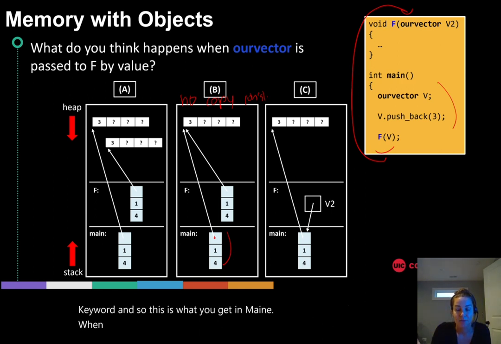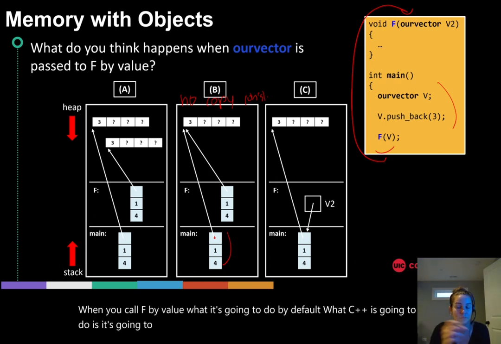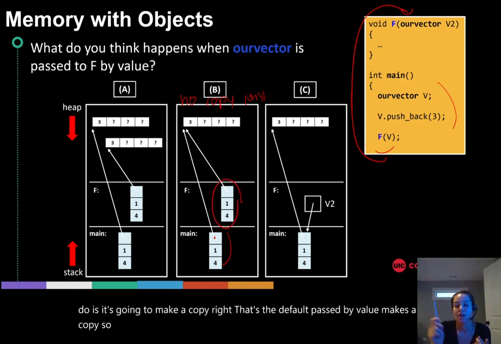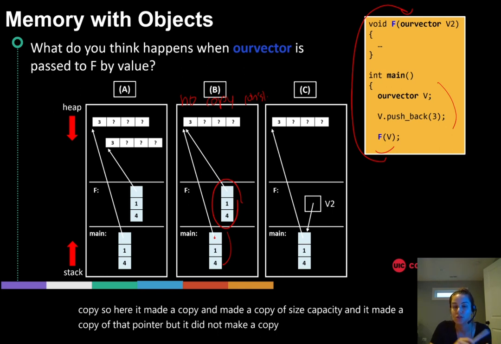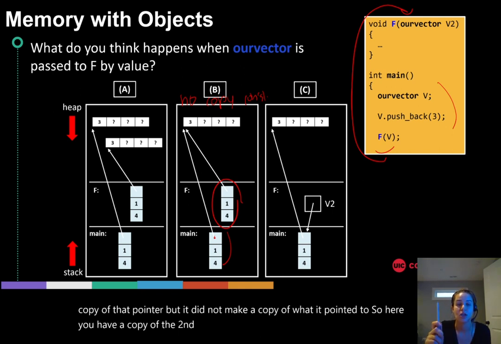When you call f by value, what C++ is going to do by default is make a copy, right? That's the default. Pass by value makes a copy. So here it made a copy of size, capacity, and it made a copy of that pointer. But it did not make a copy of what it pointed to. So here you have a copy, a second pointer that's pointing to the array that you made on the heap.